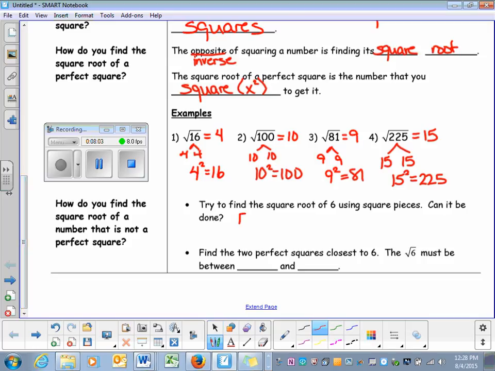I can do 1, 2, 3, 3 by 2. I can't get a perfect square, right? I'm missing this row down here. But I do know that it's less than 9, because I drew in this bottom row with 9 pieces. And it's greater than 4 because 4 is part of my original drawing. So I know that the square root of 6 has to be between 4 and 9.